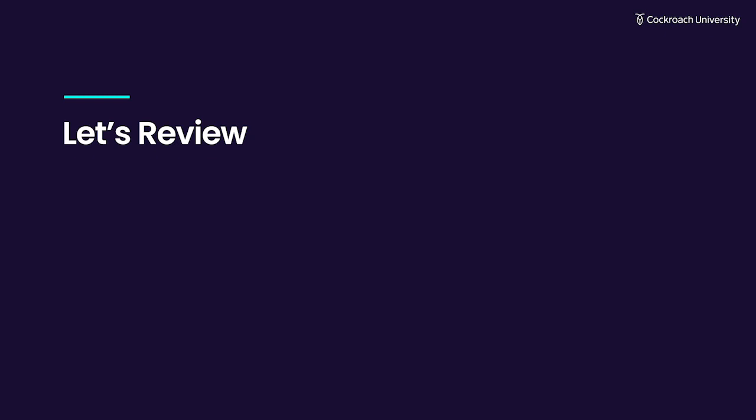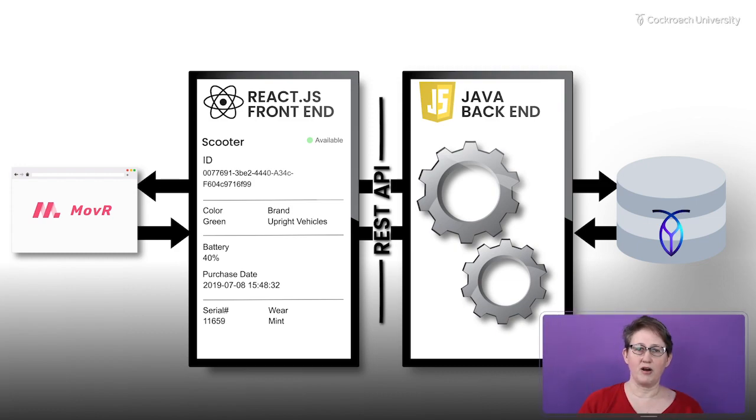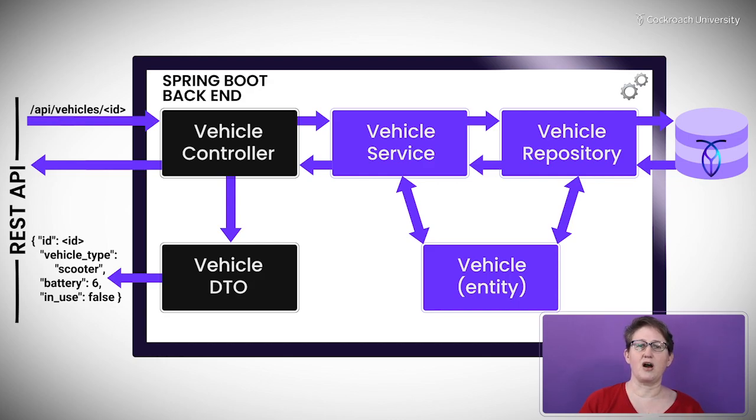Let's review. The MovR application consists of two main parts: a front end that provides the web UI for the user, and a back end that connects with the database. The back end is implemented with Spring Boot to receive REST API requests from the front end, perform requested database operations such as reading and saving data, and if applicable, to return information requested by the front end. The lessons and labs in this course will focus on the elements of the back end that are most important with creating an application built on CockroachDB.